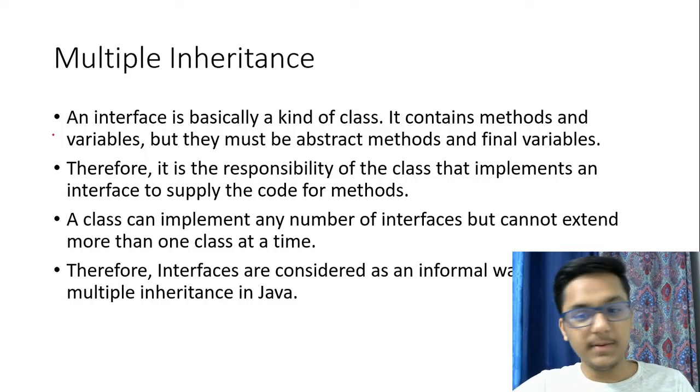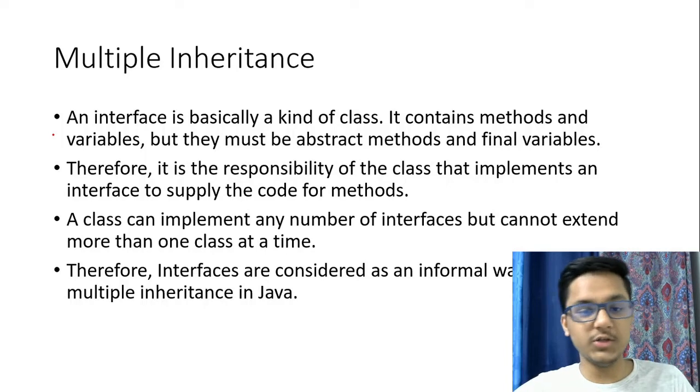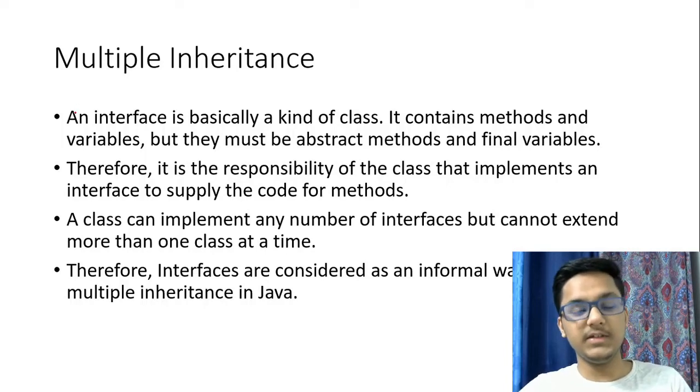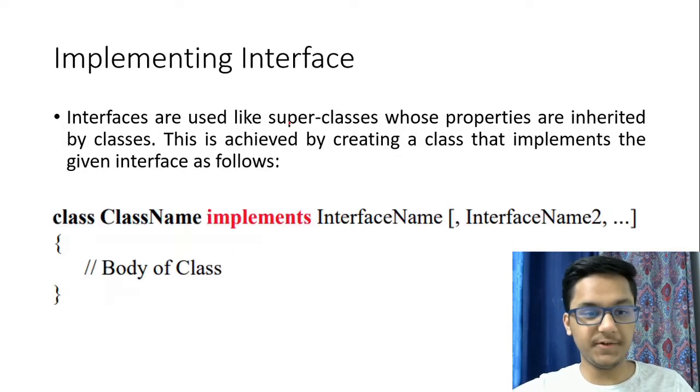Now, a class can implement any number of interfaces but can extend only one class at a time. This is the advantage of an interface. This way we can have multiple parents, and this is how we use multiple inheritance in Java.